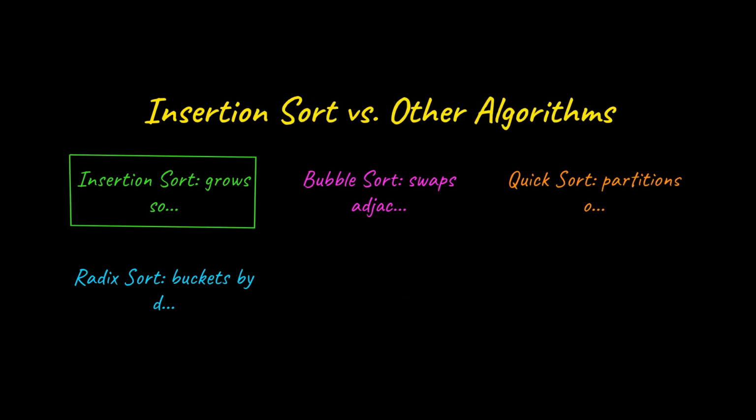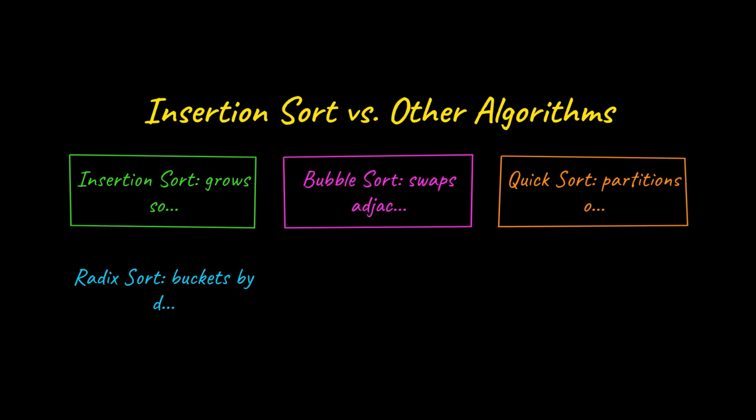Insertion sort is frequently confused with its neighbors. Bubble sort repeatedly swaps adjacent pairs across the whole list. Quicksort splits around a pivot and recurses. Radix sort distributes items into buckets by digit value. Only insertion sort grows a sorted region by dropping each next element directly into place.